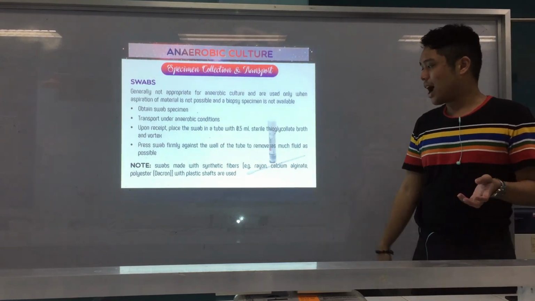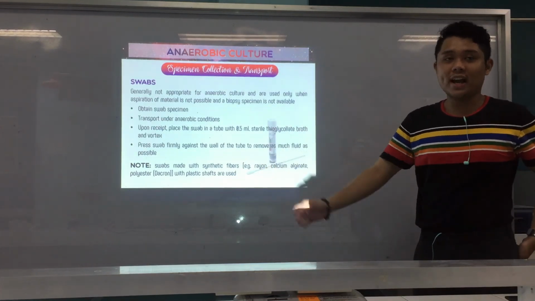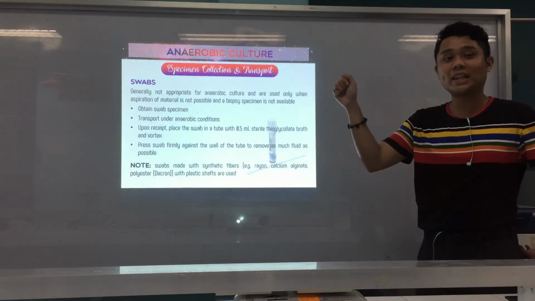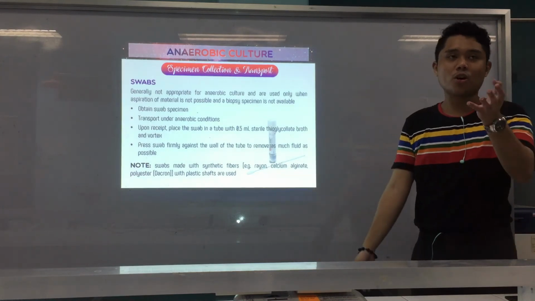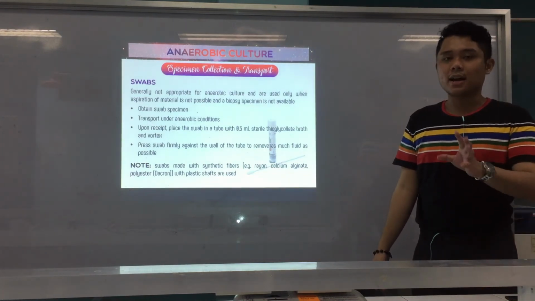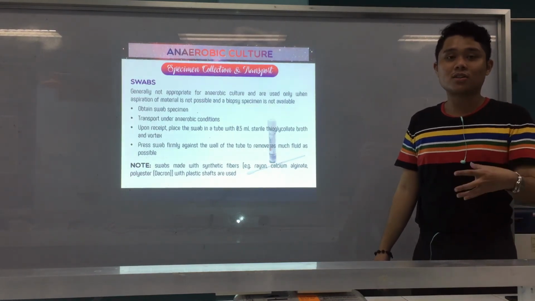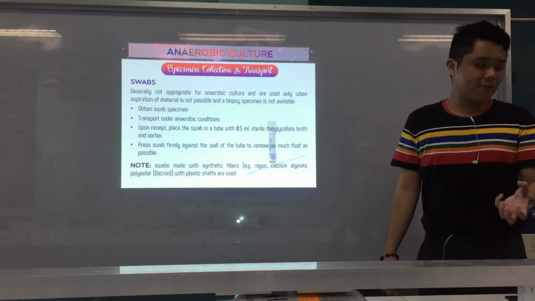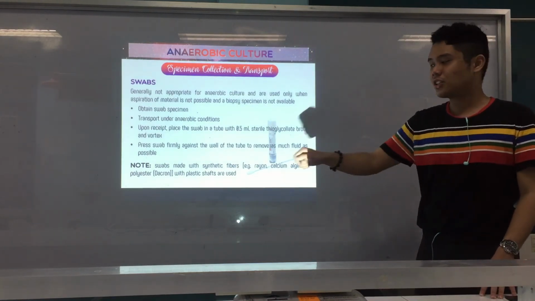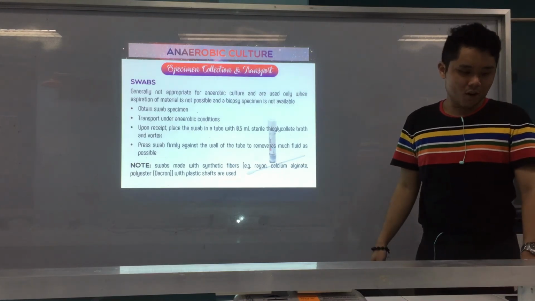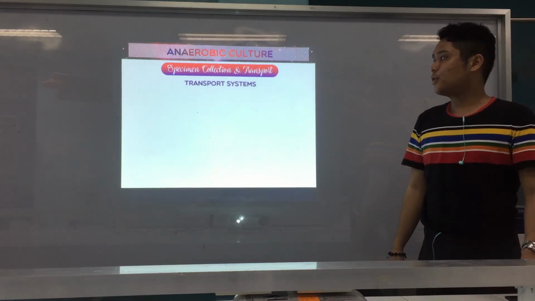And again, as mentioned, dapat synthetic fibers ang gamiton, not cotton or other material. So dapat rayon, calcium alginate, Dacron, and ato ang shaft. Yes, ang atong gunitanan is dapat plastic. Recall, some organisms like chlamydia and other organisms also na anaerobes may be toxic, maybe affected by wood, di ba? Katong wood na shafts or gunitanan. Alright? Okay.